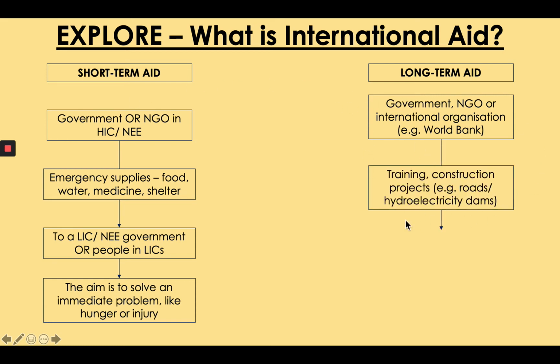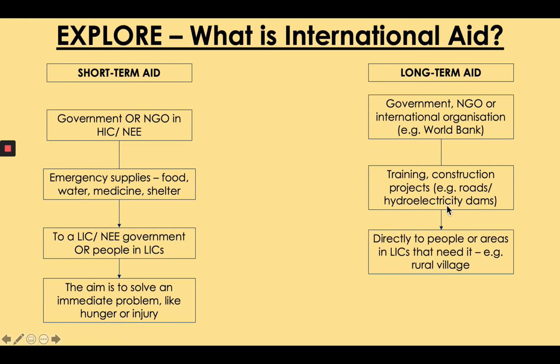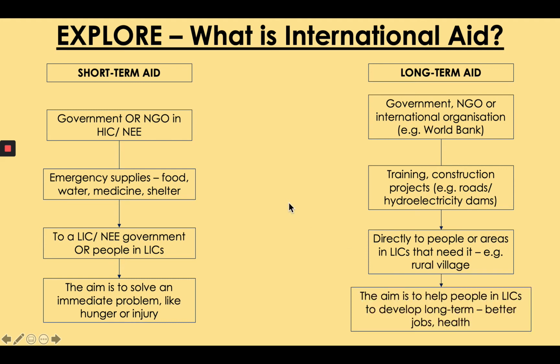in long-term aid, the purpose is to give training or construction projects, for example, roads or dams or schools or houses or hospitals, directly to the people or areas in the LICs that need it. For example, a rural village. And the aim is to help people in the LICs to develop long-term. Better jobs, for example, better health. So with long-term aid, the goal is to make sure that the people in the LICs no longer need aid in the future. Whereas short-term aid is to help people after a disaster.